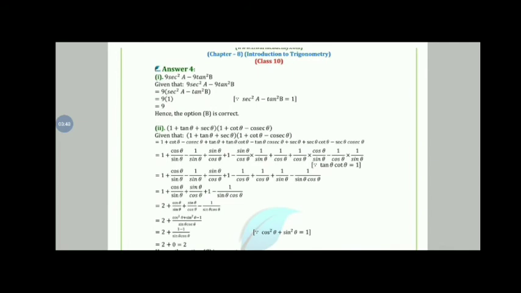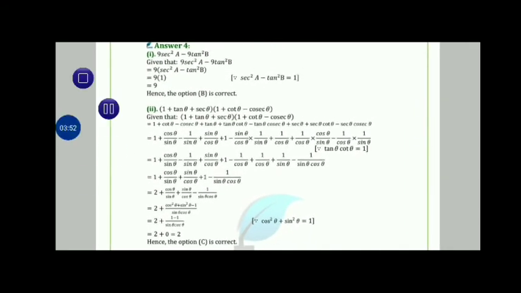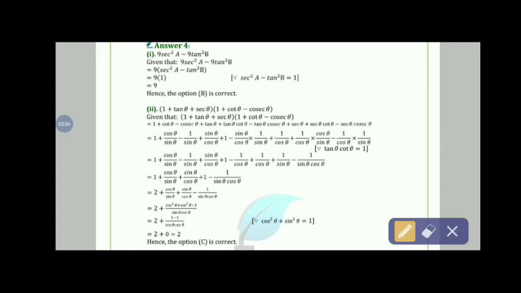So in the very first part it is given 9 sec square A minus tan square A. If we take 9 as common, we get sec square A minus tan square A, and sec square A minus tan square A is equal to 1, which means it is equal to 9. So B is the correct answer, as we know the identity sec square A minus tan square A is equal to 1.